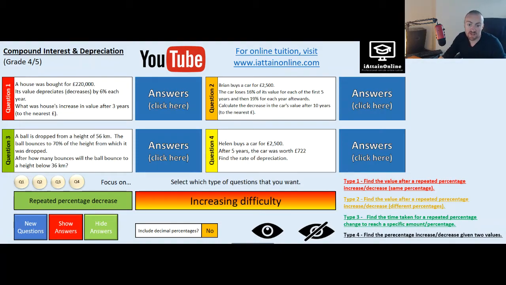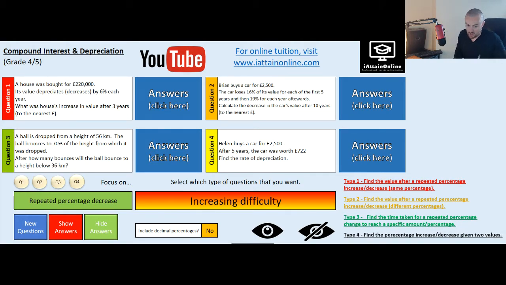Hello, so today's video is the second video tutorial on compound interest and depreciation. Compound interest is where something increases in value over time, whereas compound depreciation is something that decreases in value over time. So the first video was focused on compound interest. This one is going to focus exclusively on depreciation.